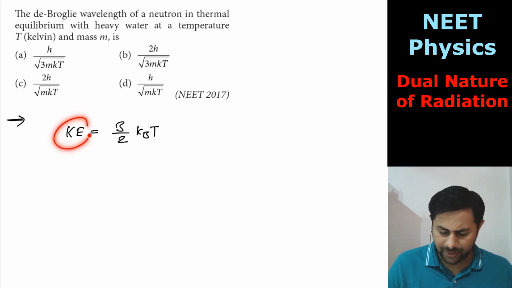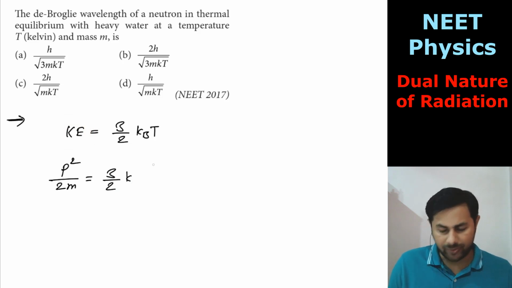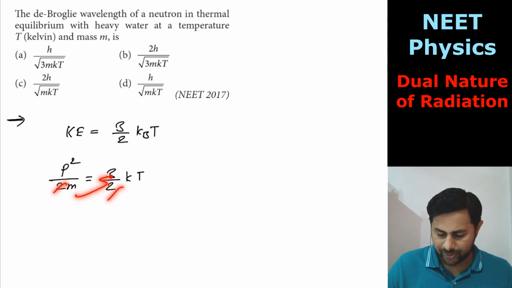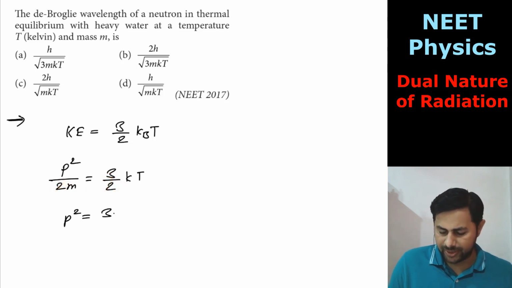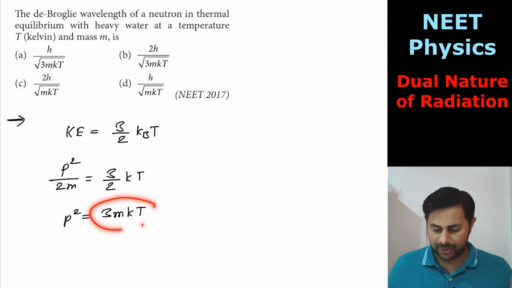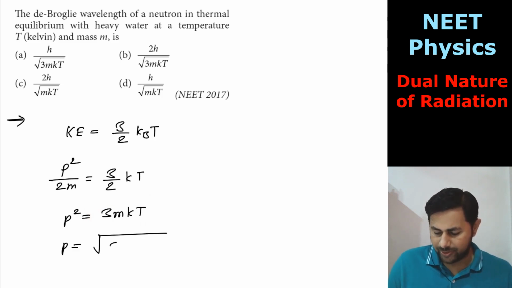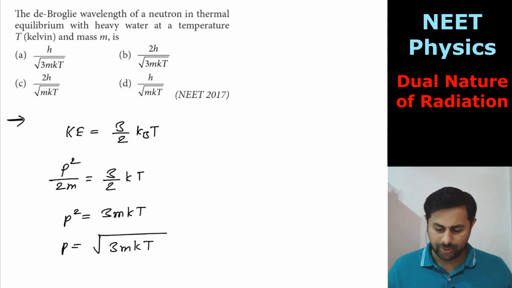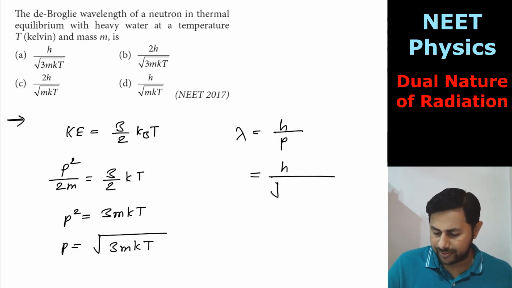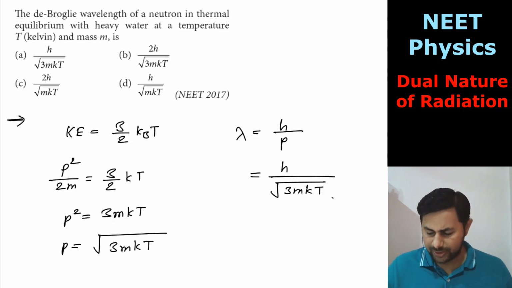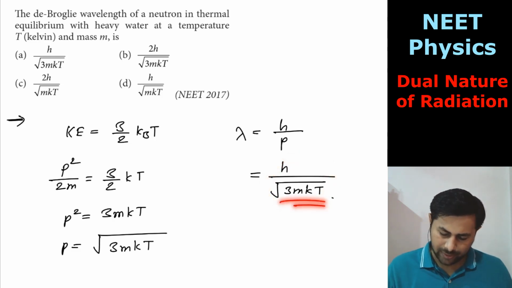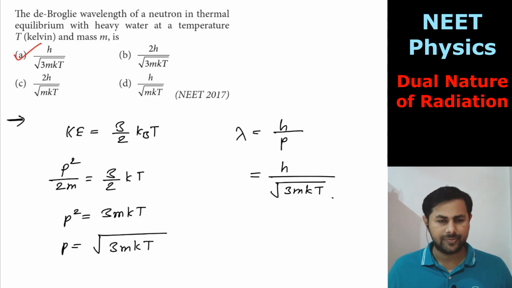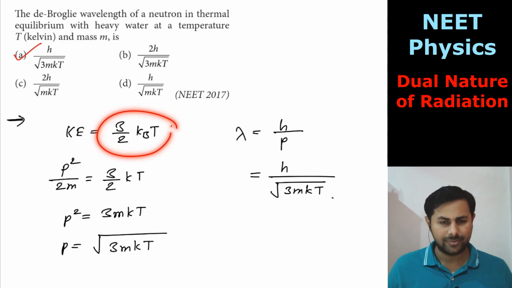Then kinetic energy can be written as p square by 2m, and that is equal to 3 by 2 kT. Let's write k only for kB. The 2 gets cancelled, move m to that side, so you get p square equals 3mkT. Therefore p is square root of 3mkT, and its de Broglie wavelength lambda equals h by p, that is h divided by square root of 3mkT, right? This is clear. It's option A. So simple, very simple, of course, if we know this. Okay, good.